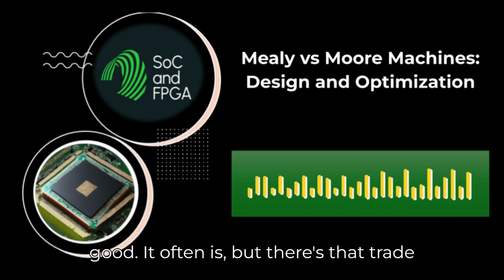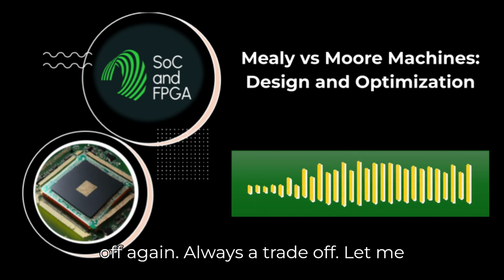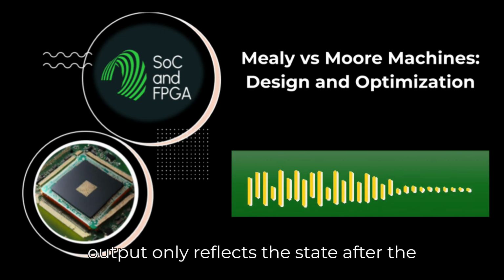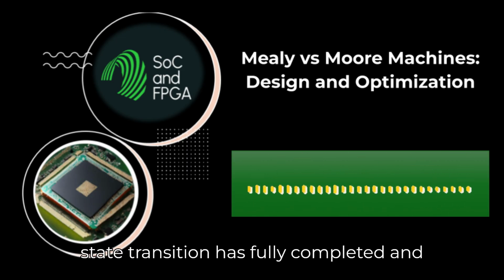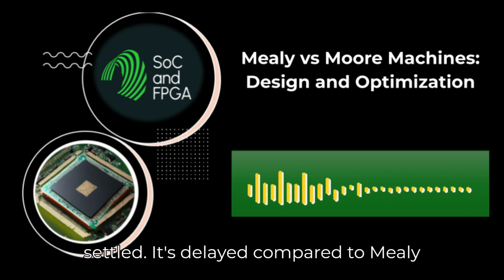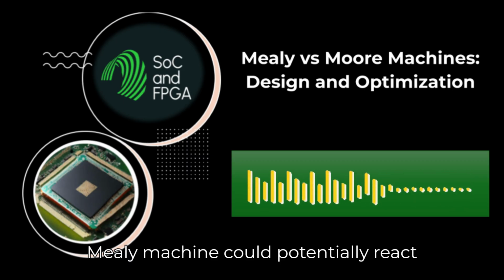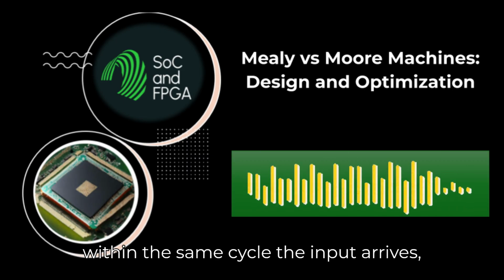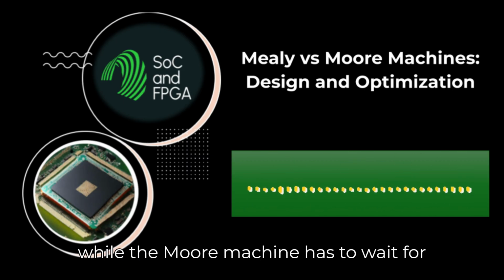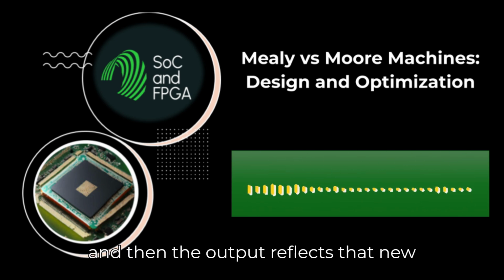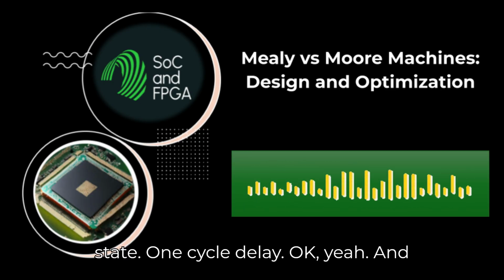But there's that trade-off again. Always a trade-off. Let me guess. Speed. You got it. Because the output only reflects the state after the state transition has fully completed and settled. It's delayed compared to Mealy. By 1 clock cycle, typically. The Mealy machine could potentially react within the same cycle the input arrives, while the Moore machine has to wait for the next clock edge to update its state, and then the output reflects that new state. 1 cycle delay. Okay.